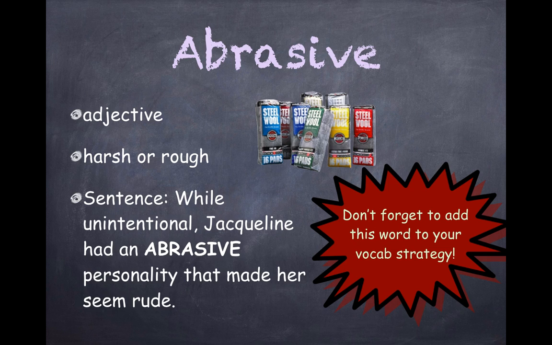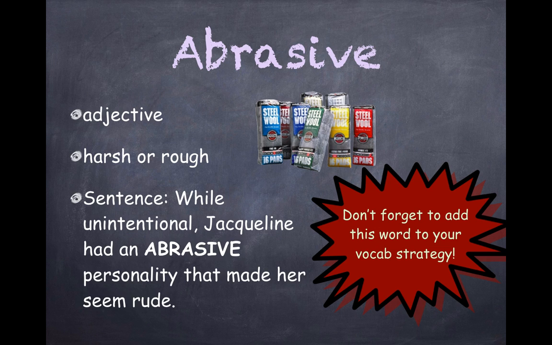The sentence on the screen says, "While unintentional, Jacqueline had an abrasive personality that made her seem rude." In this example, abrasive is being used to describe someone's personality as being harsh or rough. However, if you look at the sentence in your book, it says, "The abrasive texture of the sandpaper smooths the surface of wood." In this example, it's describing not a personality trait, but an actual object, sandpaper. So it can be used to describe many different things.